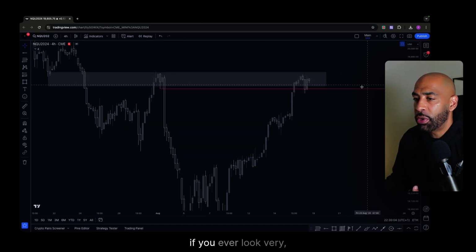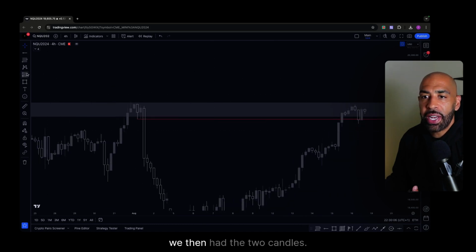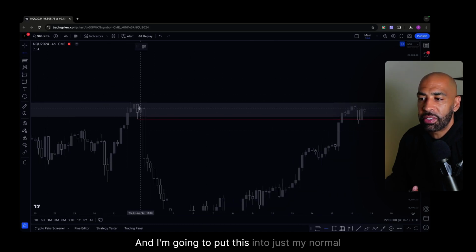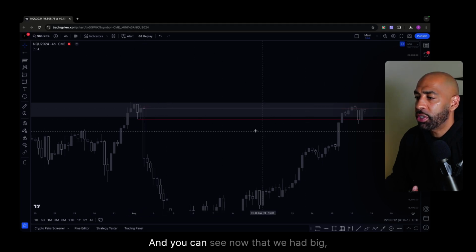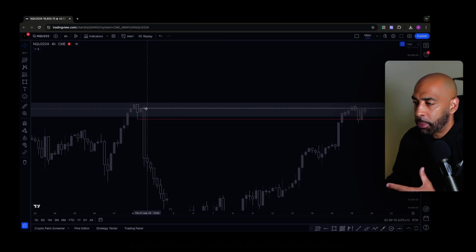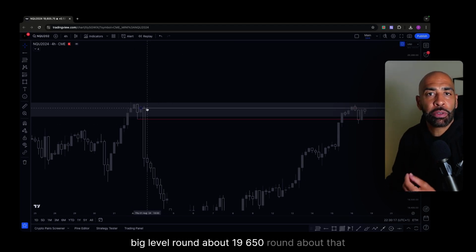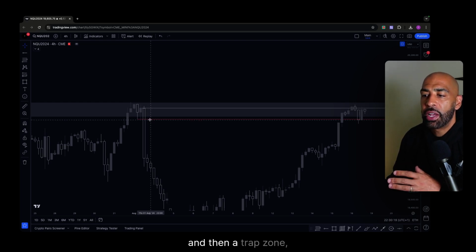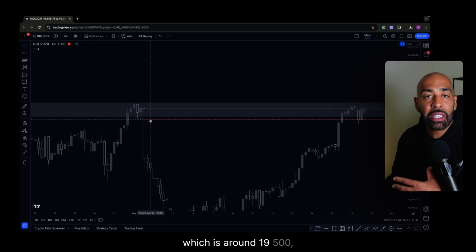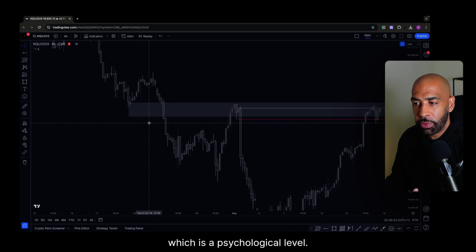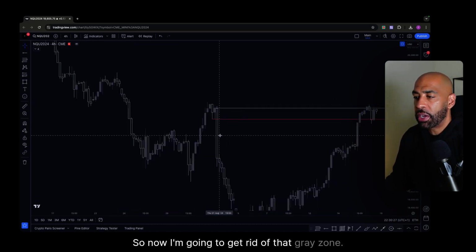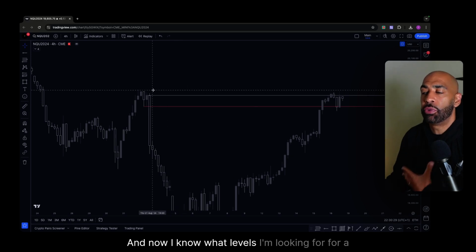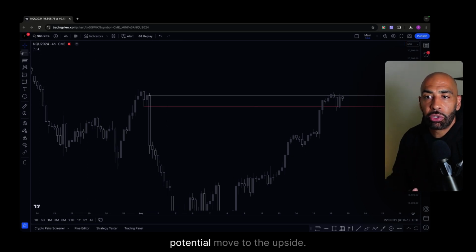Not only that, if you have a look very, very closely, we then had the 2 candles, and I'm going to put this into just my normal color because I don't like too many colors. And you can see now that we had a big level around about 19,650, around about that zone, and then a trap zone which is around about 19,500, which is a psychological level. And if you look left, you can see that we had this data here. So now I'm going to get rid of that gray zone, and now I know what levels I'm looking for for a potential move to the upside.